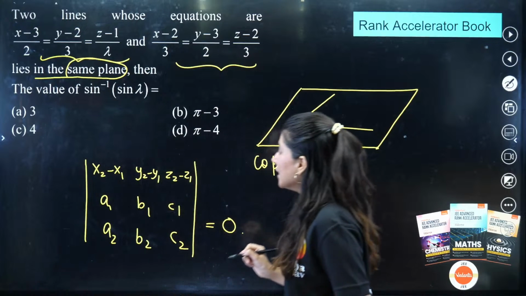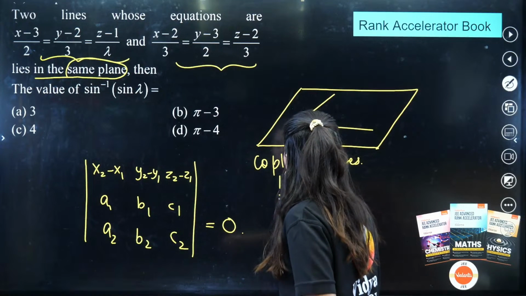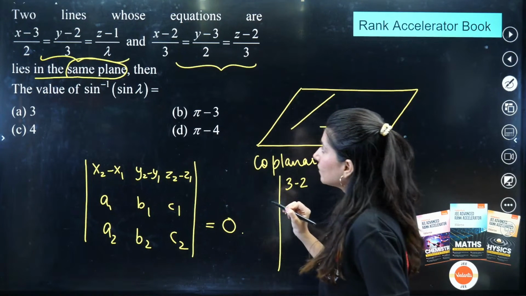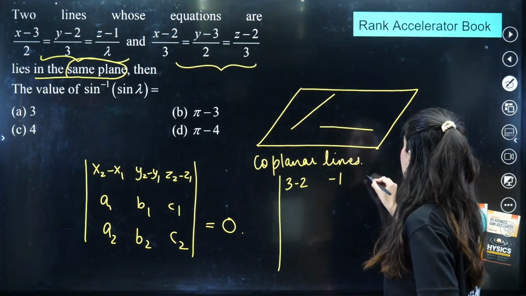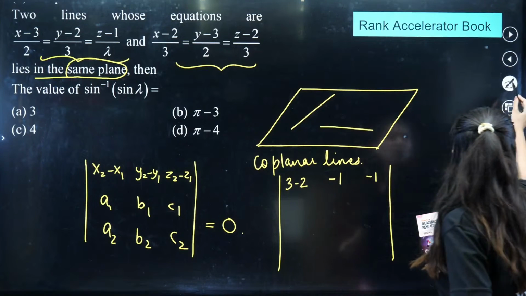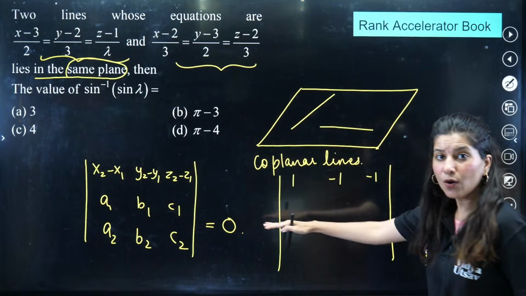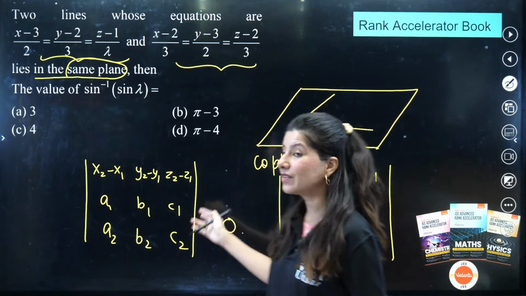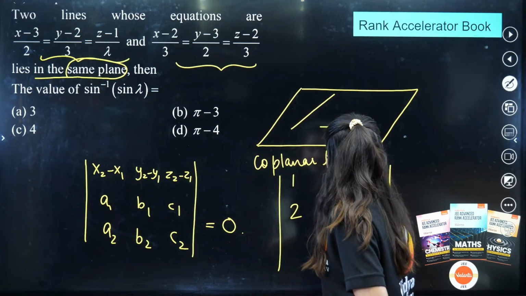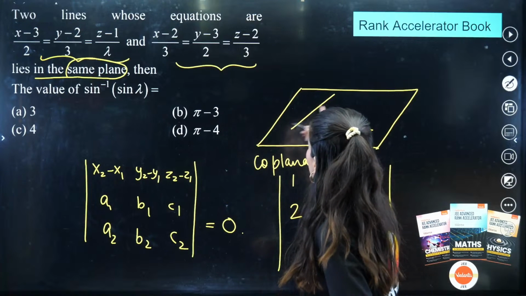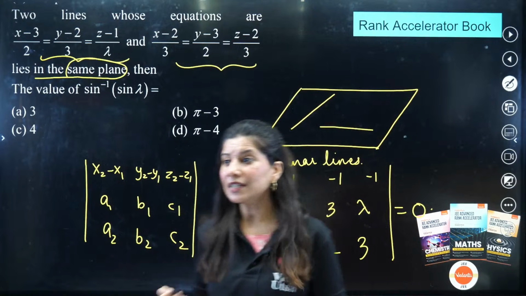Let's start. Over here you can see that x2 is 3 and x1 is 2, so 3 minus 2. And then 2 minus 3 is minus 1, and then 1 minus 2 is again minus 1. So 1, minus 1, minus 1 is your first row clearly. Now row number 2 and row number 3. A1, B1, C1 is the direction ratios of that particular line: 2, 3, lambda. And over here 3, 2, 3. And this will be equal to 0. So you just need to solve it.